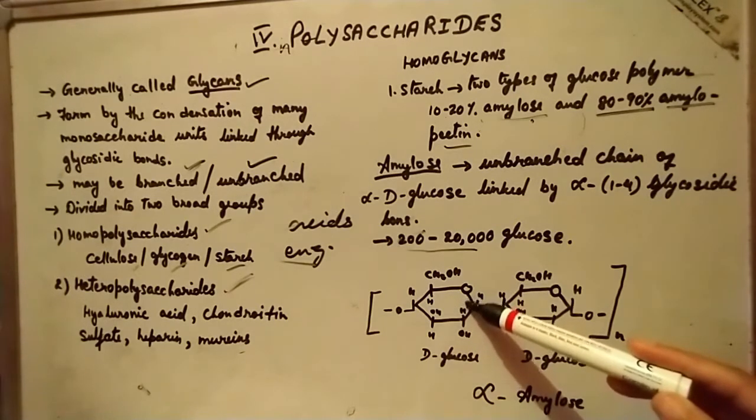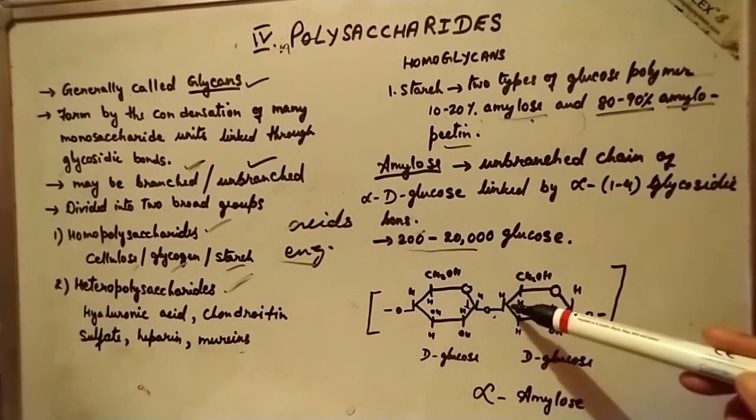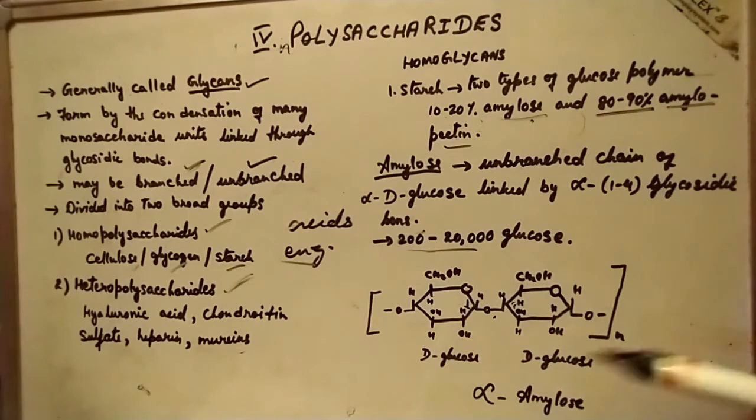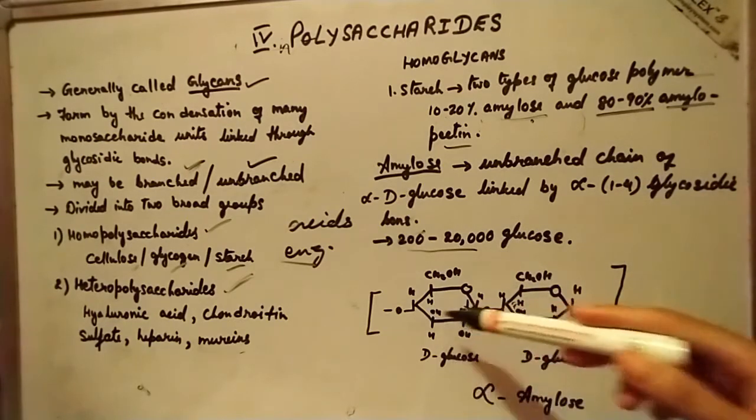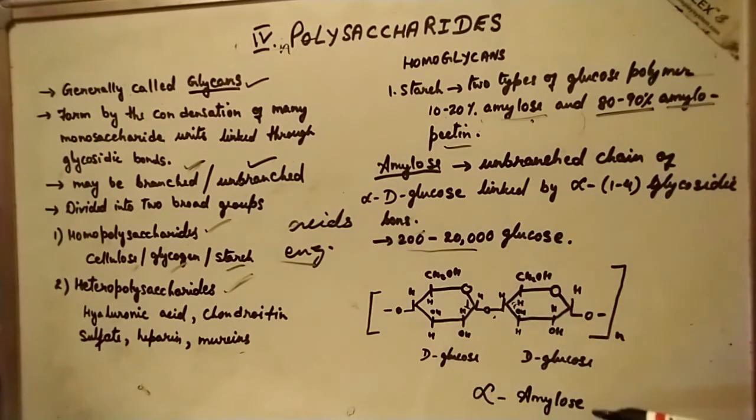That means it links carbon number 1 of one glucose with carbon number 4. So here many of these glucose units, around 200 to 20,000 glucose units, are linked together. So this is the structure of alpha amylose.